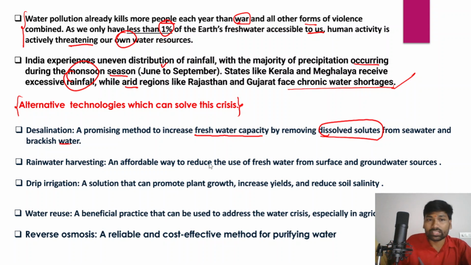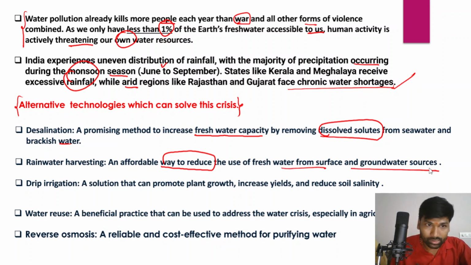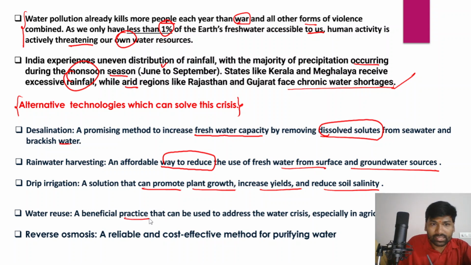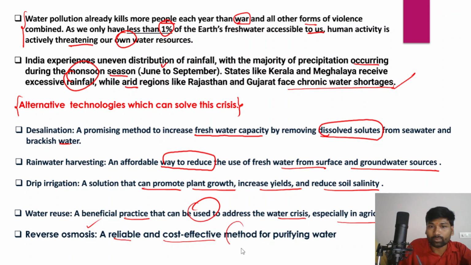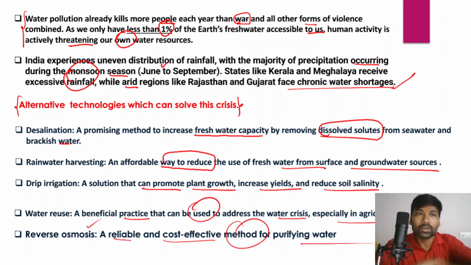Rainwater harvesting is an efficient and much more affordable way to reduce the use of fresh water from surface to groundwater resources. And then drip irrigation, a solution that can promote plant growth, increase yield and also reduce soil salinity. And water reuse is a beneficial practice that can be used to address the water crisis, particularly in agriculture. And reverse osmosis is another technology that could also address the potential problem of the freshwater crisis, and in fact it is a reliable, cost-effective method for purifying the existing water resources.